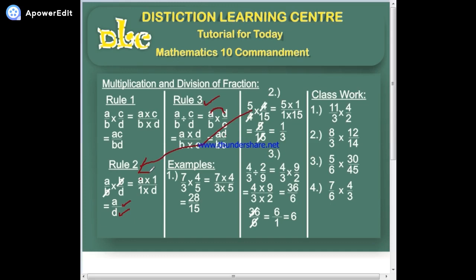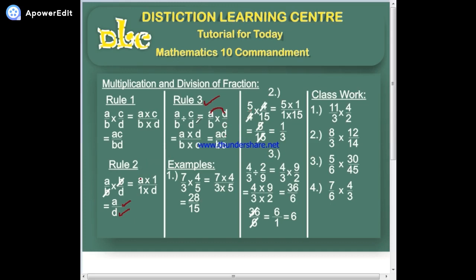That is, if the numerator can divide the denominator, you can divide it. So that means they must be divisible before you can divide it. And you cannot divide numerator by numerator and also denominator by denominator. No, you can only divide the denominator by the numerator or numerator by the denominator. Do you understand? Good. Now, let's proceed.